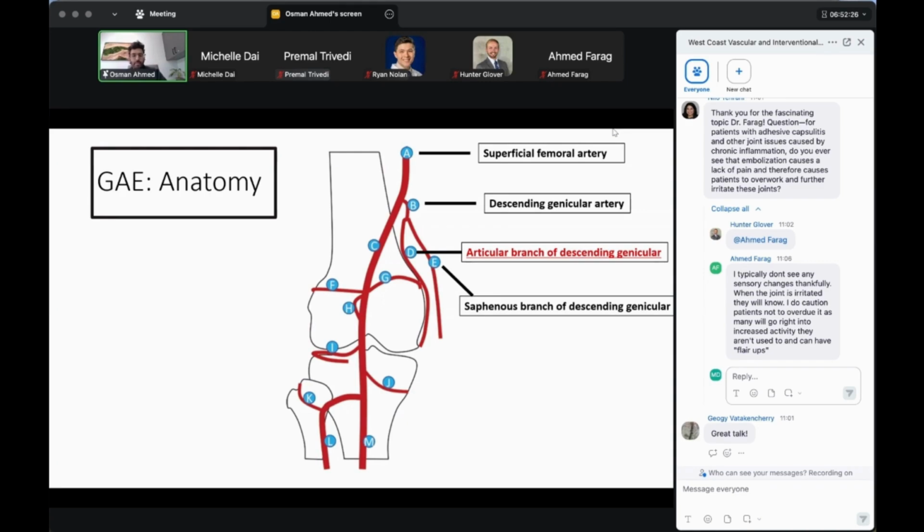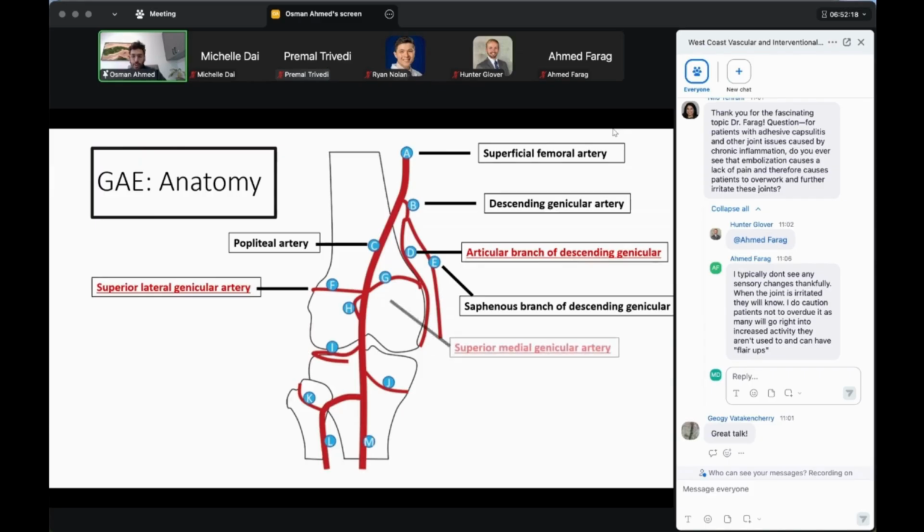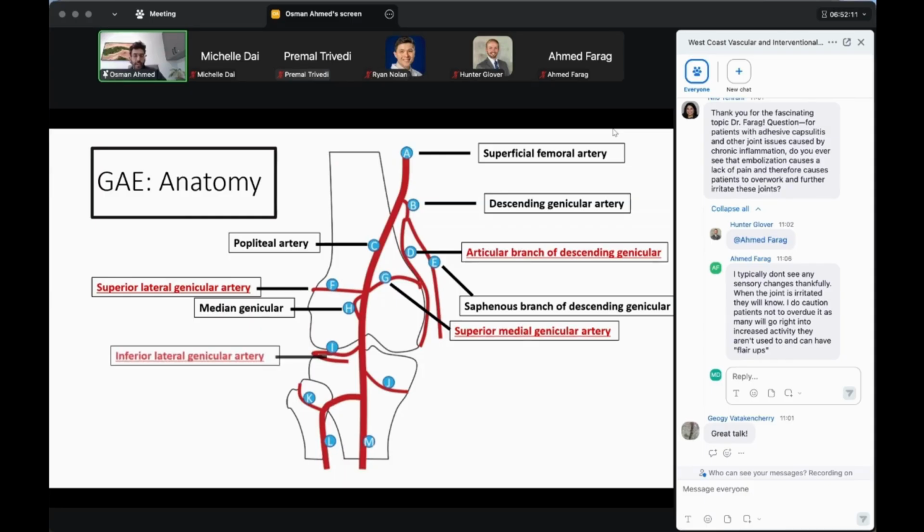And then coming down into the popliteal, we have kind of the 4 workhorse arteries of the knee, which are denoted by the quadrant of the knee that they supply. So you have your superior lateral, your superior medial. You also have this median genicular. We try to avoid this. This typically goes to the cruciate ligaments. Then you have your inferior lateral and your inferior medial. So, superior or inferior, and then medial or lateral.